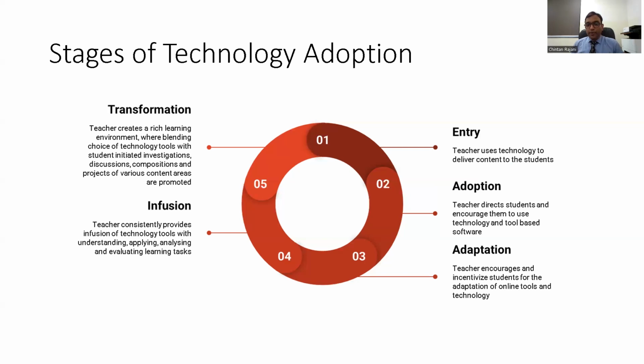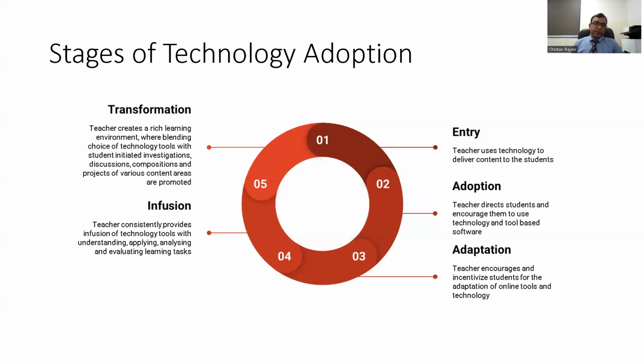Third stage, which is very important, is adaptation. In this stage, the teacher encourages and incentivizes students for the adaptation of online tools and technology. They encourage a student to submit assignments online. They encourage a student to participate in online discussions. They encourage students to check notifications of the email or of the various apps which they use for internal communication on a frequent basis. And they incentivize them for good or bad usage. This is a very important stage which is called adaptation.